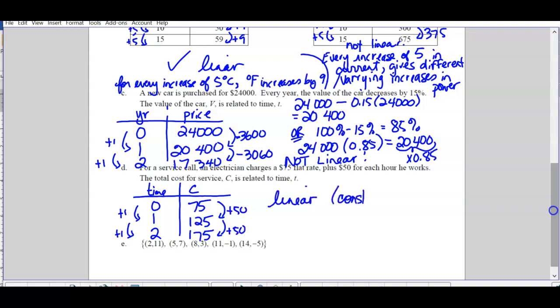So constant increase in cost for constant increase in time.